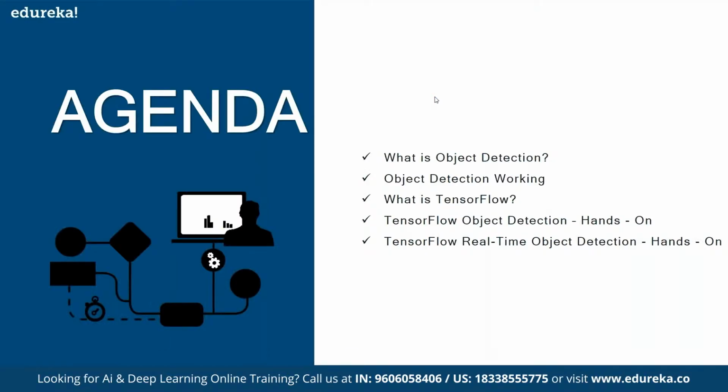We are going to understand what object detection is, and how it actually works. At the end of today's session, we are going to perform object detection using the deep learning framework TensorFlow. First we'll understand what TensorFlow is, and then we are going to perform the object detection task using one of the pre-trained models already available inside TensorFlow, and implement it on an image. So that's the agenda for today's session, guys.